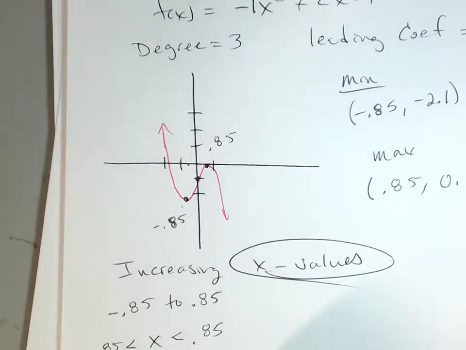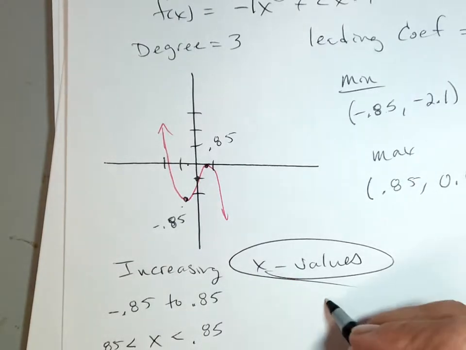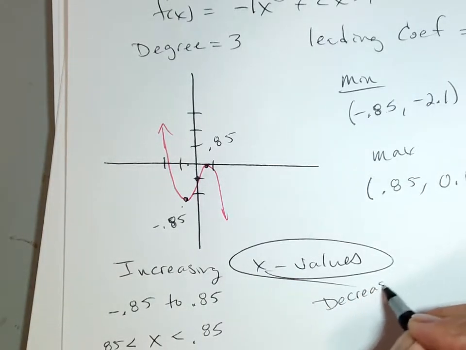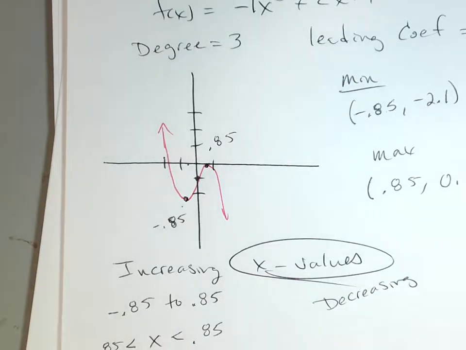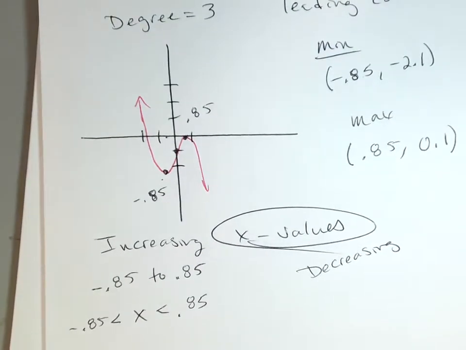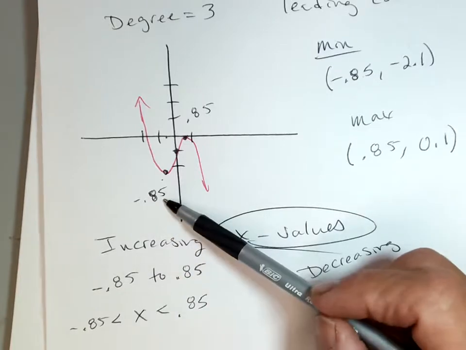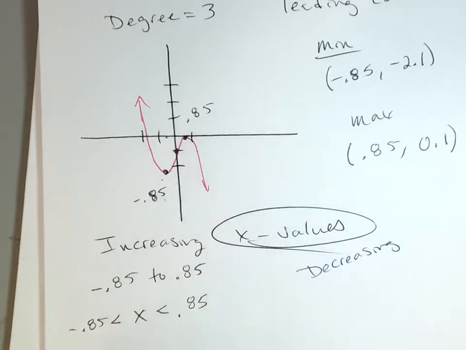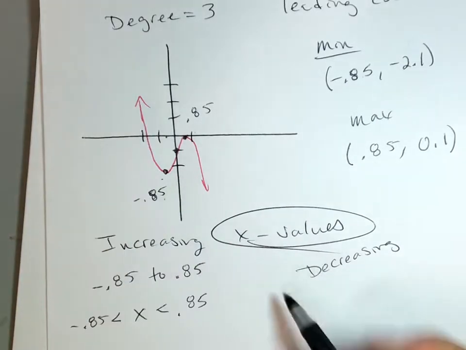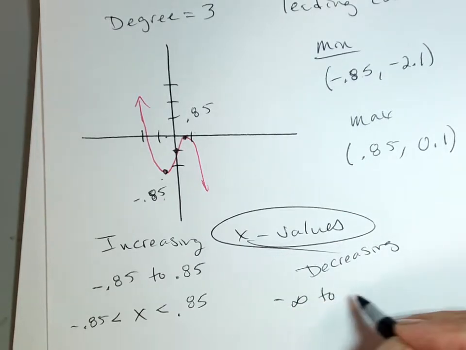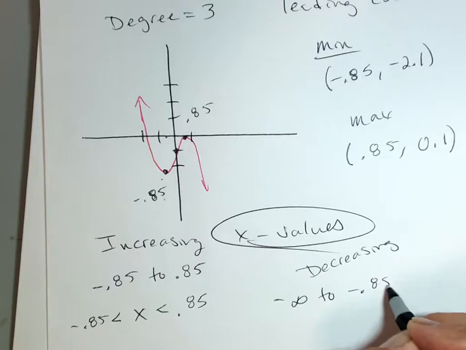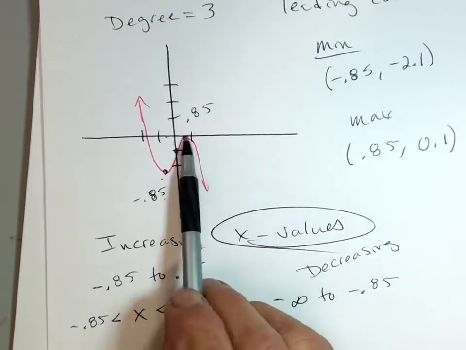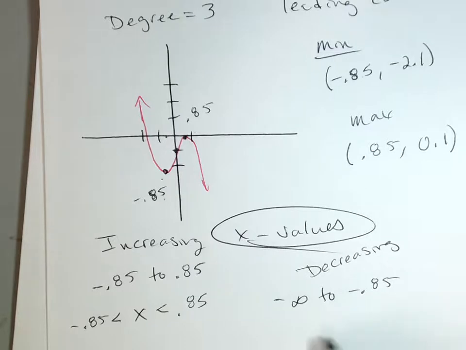Decreasing, going downhill. Am I going too fast? I'll wait for you. So, like that? Yes. So that's where it's going uphill, from -0.85 to positive 0.85. X values, not Y values, right? It's going downhill from -infinity to -0.85, and it's also going downhill from positive 0.85 to positive infinity.